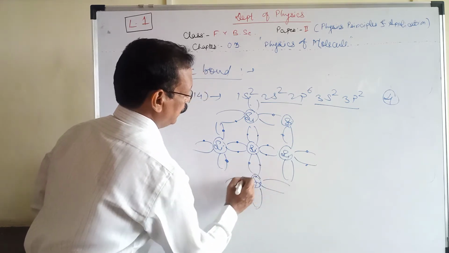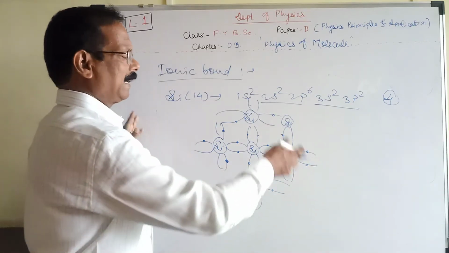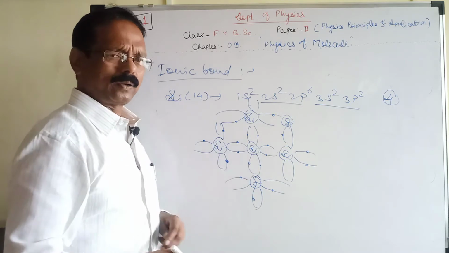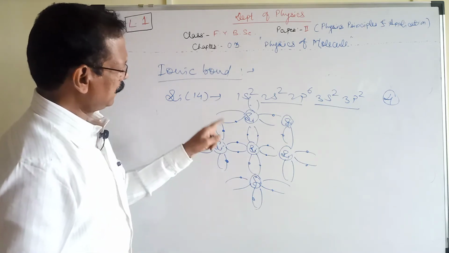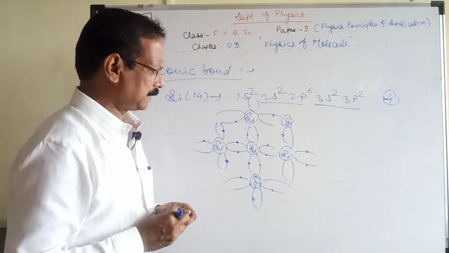For that silicon there are 4 electrons: 1, 2, 3, 4. Now in this way, left and right and up and down, there is silicon and silicon. So then what happens here? In this case, this is the central silicon, we can say it is the reference.